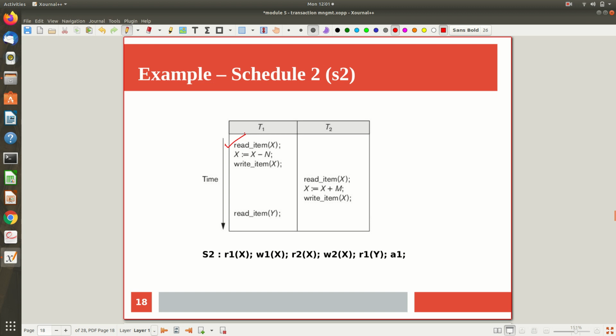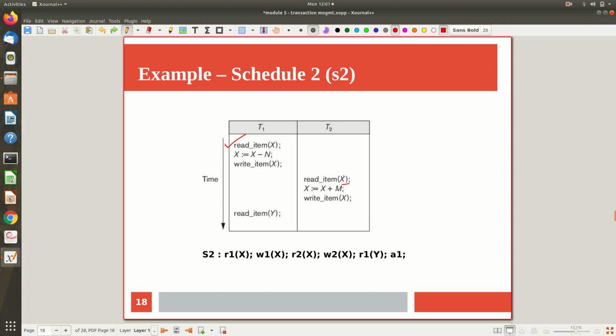Now, if you look at T2, can you identify the conflicting operations? First of all, they should be in two different transactions. That criterion is okay. Now, what is the second criterion? It should be on a common data item. So you can focus here. This is X. You can focus on this operation or this operation and check whether it is conflicting. And the third property is that one of the operations should be a write operation.